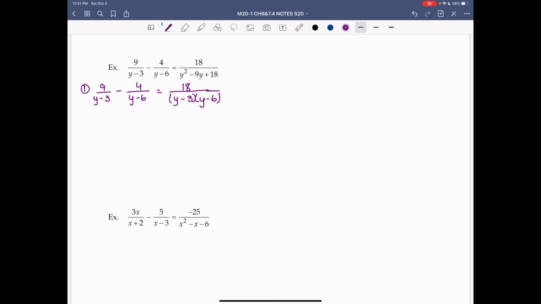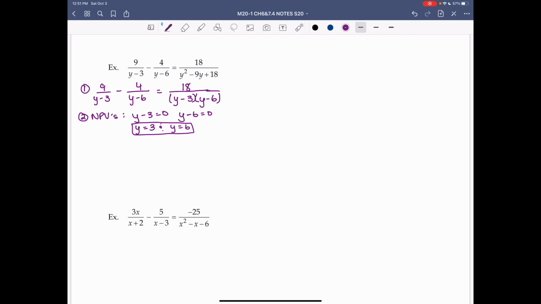Step 2, NPVs. We have factors of y minus 3 and y minus 6 in our denominators. y minus 3 equals 0 when y equals 3, and y minus 6 equals 0 when y equals 6. Those are our NPVs.